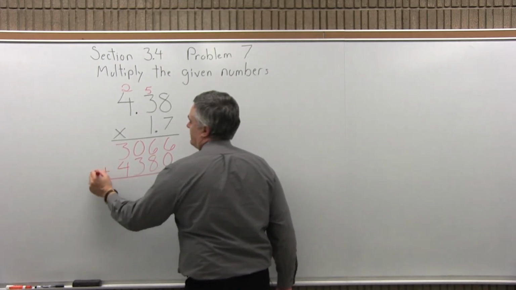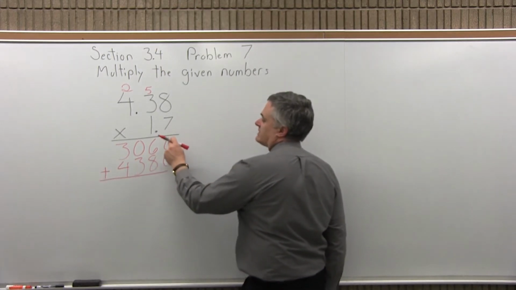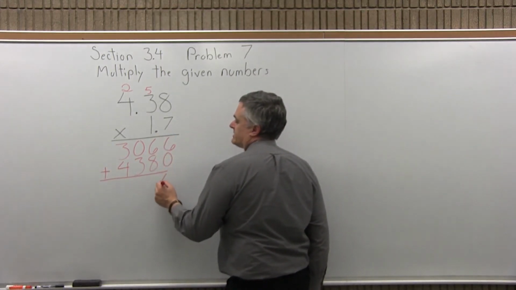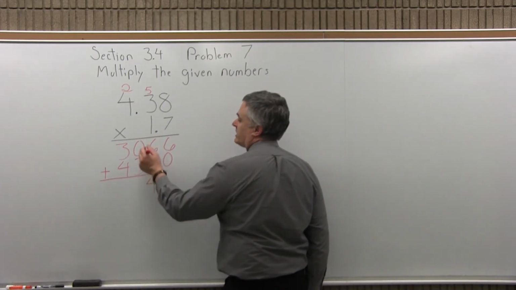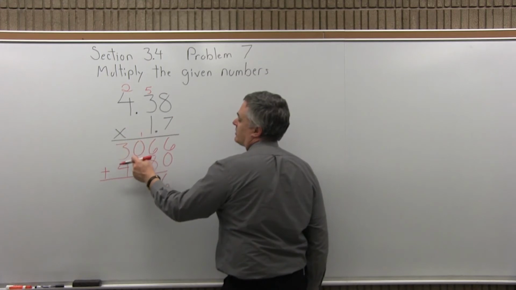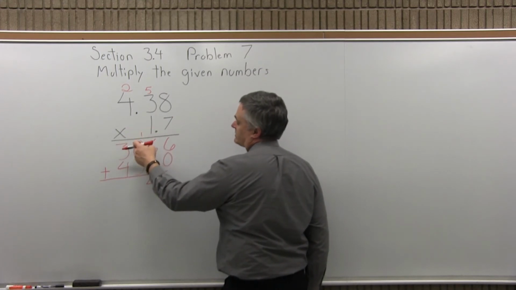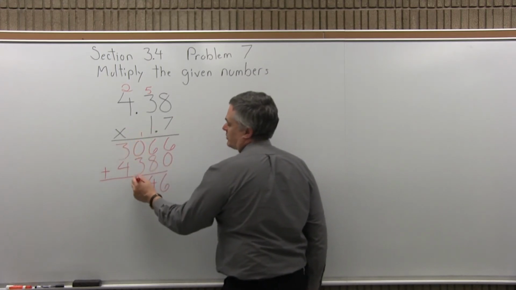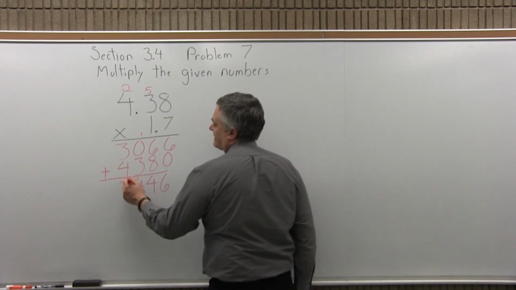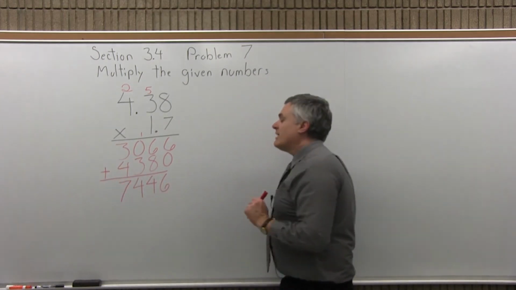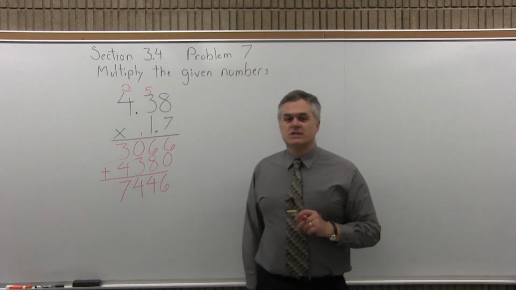And now I can add. So I'll add 6 plus 0 is 6. 6 plus 8 is 14. So for 14, write the 4, carry the 1. 1 plus 0 plus 3. Well, 1 plus 0 is 1. And then 1 plus 3 more is 4. 3 plus 4 is 7. So without the decimal, I'd have an answer of 7,446.